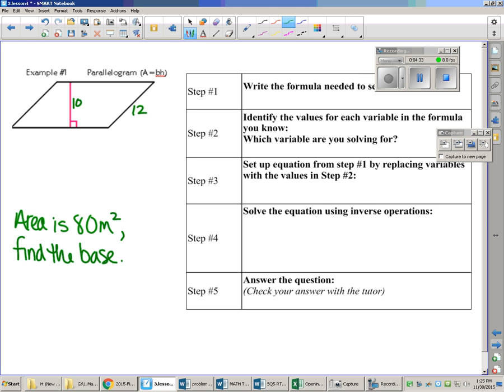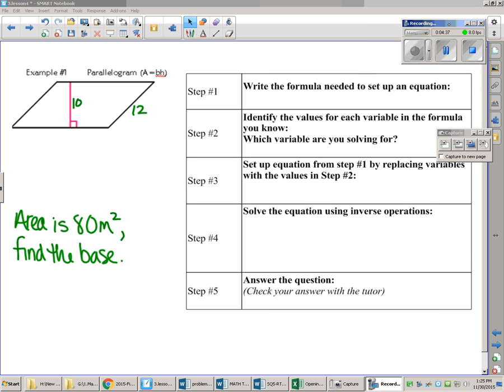But if this is what you're looking for, here's a nice step-by-step process that can help you figure out the best way to answer this question. The first thing they say in step 1 is write the formula. Here, let me highlight so you see where I'm reading. Write the formula needed to set up an equation.